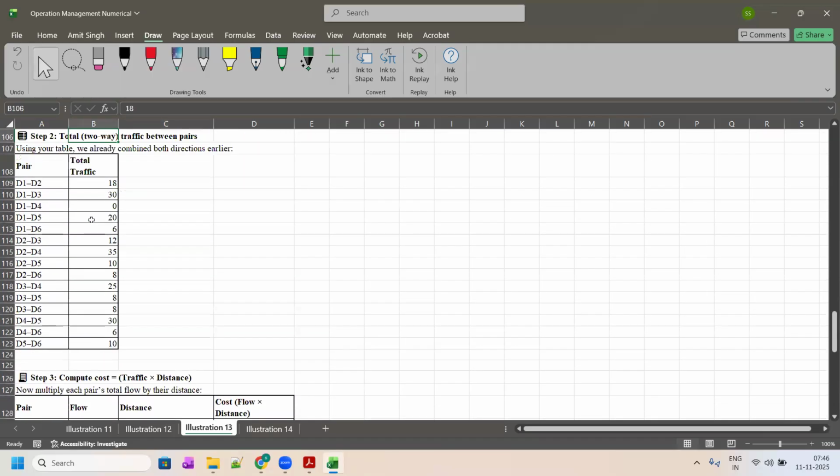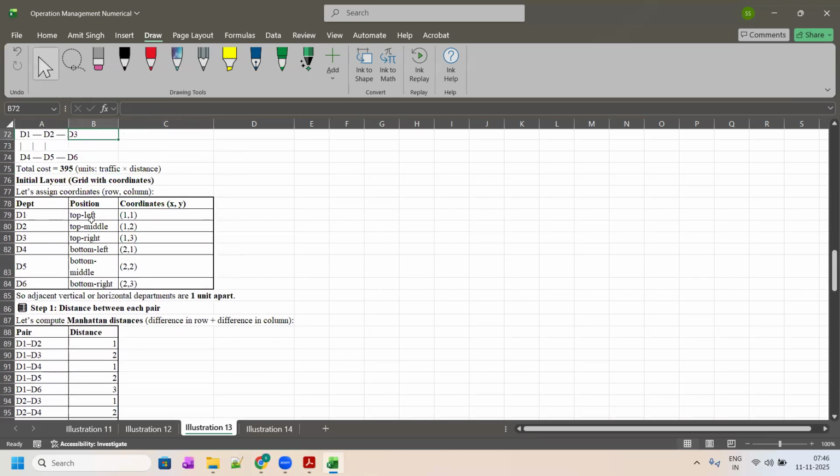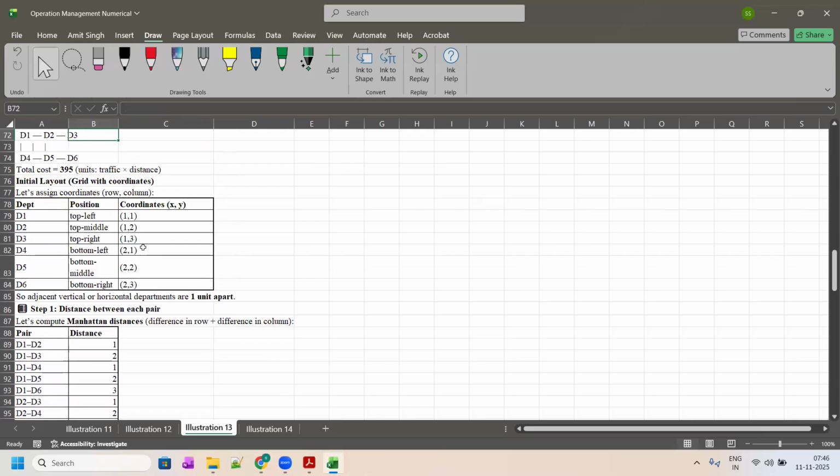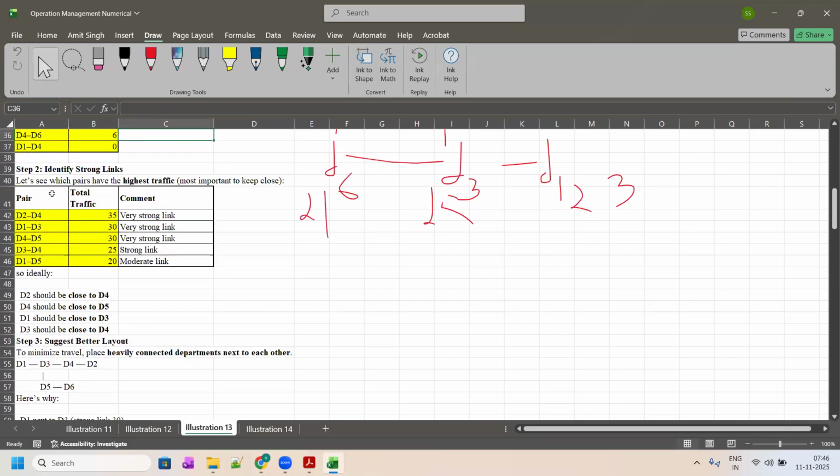Your question would be an open-ended question, meaning you cannot complete it. You can create some kind of layout and give some reason why you have created this layout. And then you calculate the cost. Imagine your cost was before 370. Now your cost has become 320. You can state that yes, my cost has reduced.